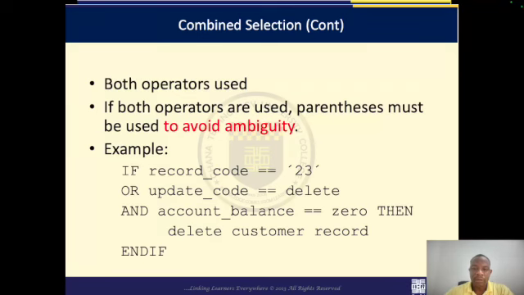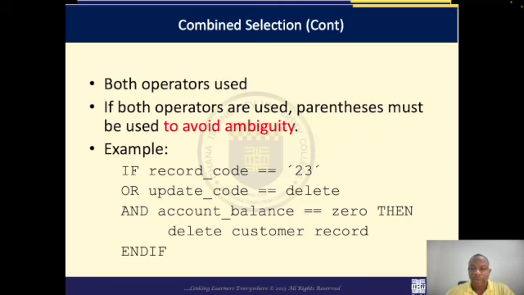You may have both operators in one expression. To avoid getting confused, it is always advised to use brackets or parentheses to separate them. Let's look at the example on the screen. We are supposed to check if record code is the same as 23 or update code is the same as delete and account balance is the same as 0. If all of this checks out, then we should delete the customer record.